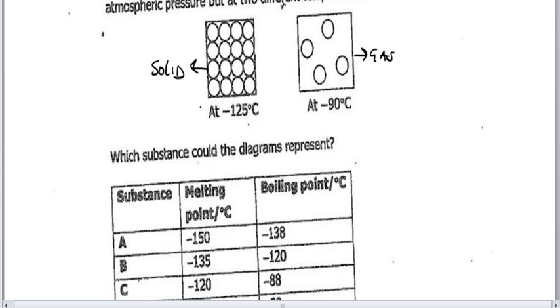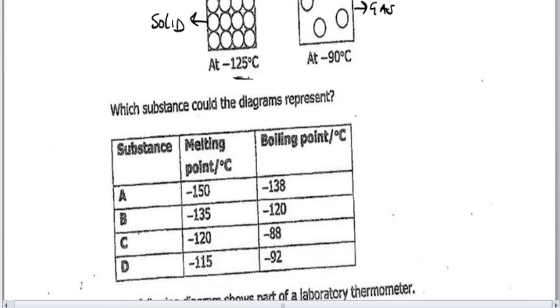So in order for you to melt this solid, you would need a temperature that is higher than negative 125, and so the melting point here from the answer choices, the answer can either be C or D, because C and D are the only choices that are showing a melting point that is higher than negative 125. Then the boiling point, we have negative 88 and negative 92.